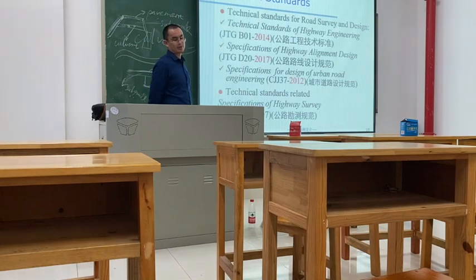Specifications of highway alignment design is called JTG D20, 2017. These two standards and specifications are the most important for this course.